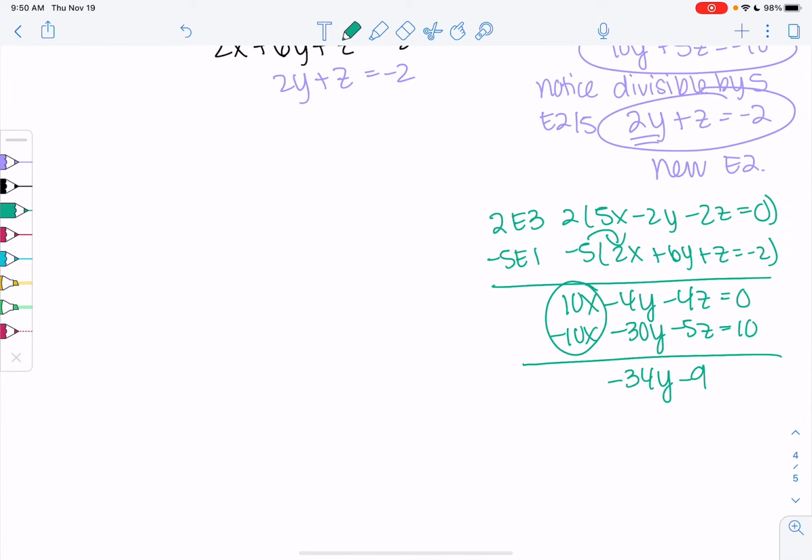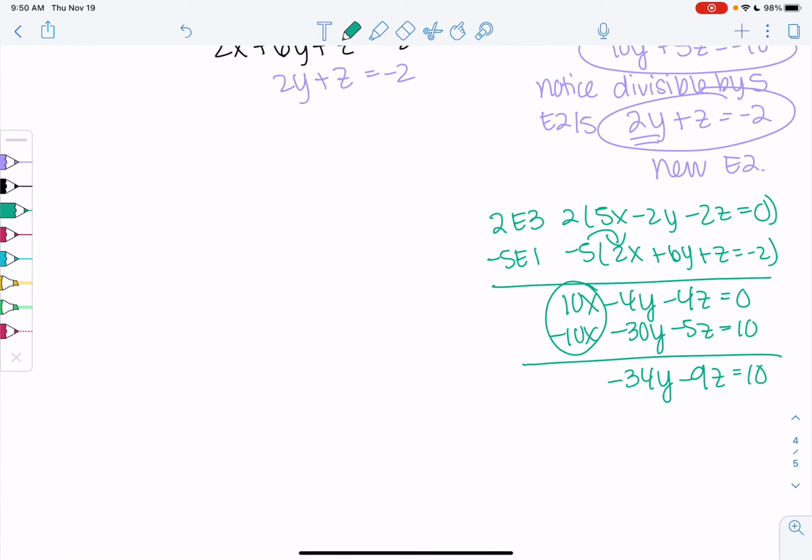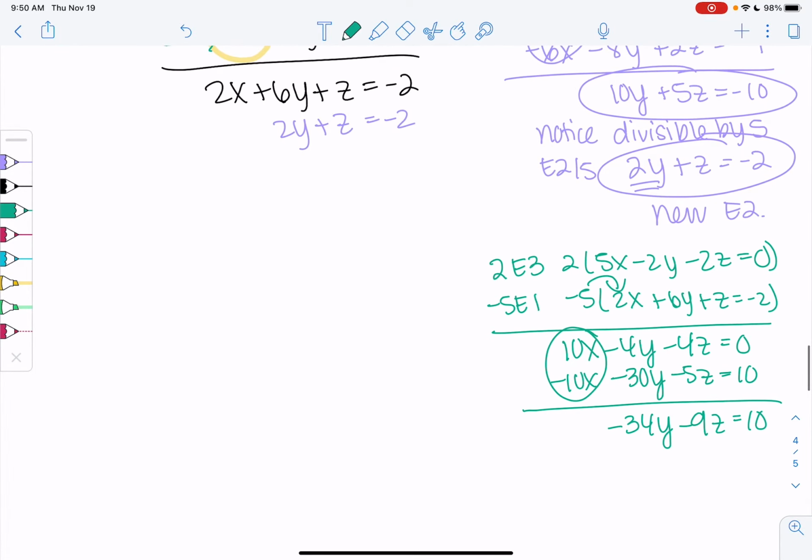-34y minus 9z equals 10. And I'm not going to divide this one, right, because 34 and 9 don't really have anything in common. So we have an ugly coefficient. That's fine. That's my new E3.